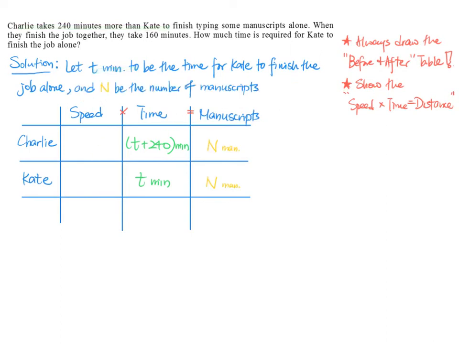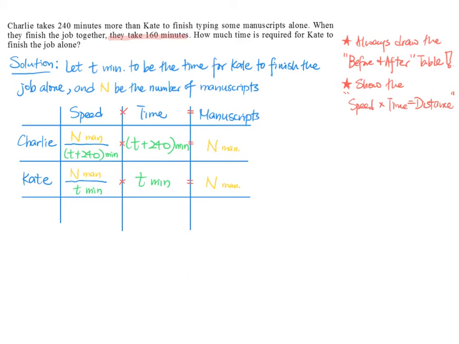Using the time. So why don't I come up with another variable here? N to be the number of manuscripts. But it doesn't really matter. Later on, it's going to disappear. So now using the speed time distance formula, we could get the speeds like this by going from time, manuscripts, and then to speed like that. But we're not done yet. We still haven't used this 160 minutes for our work.